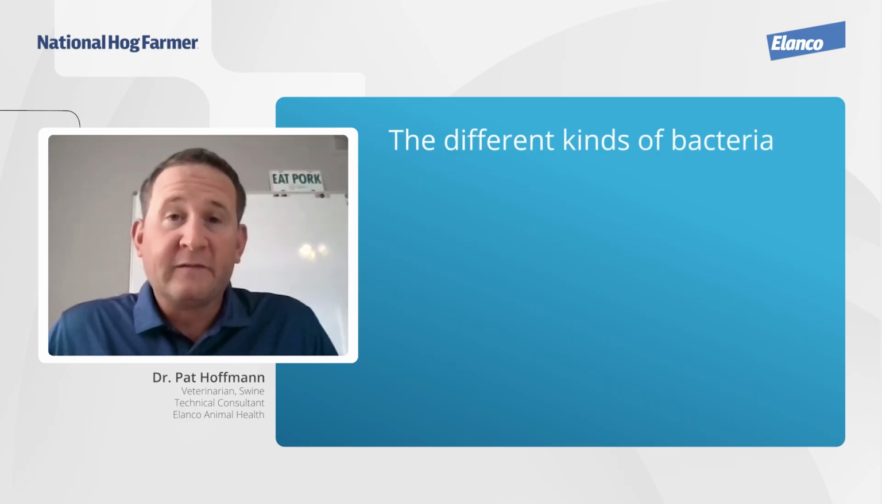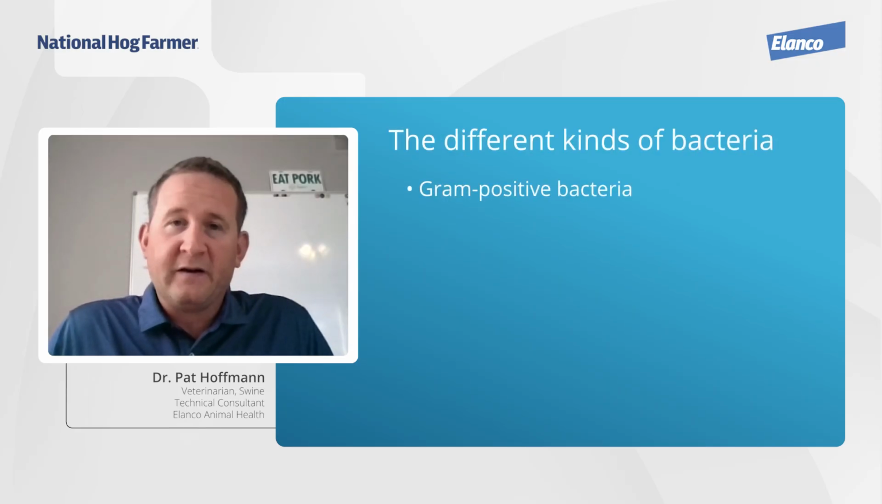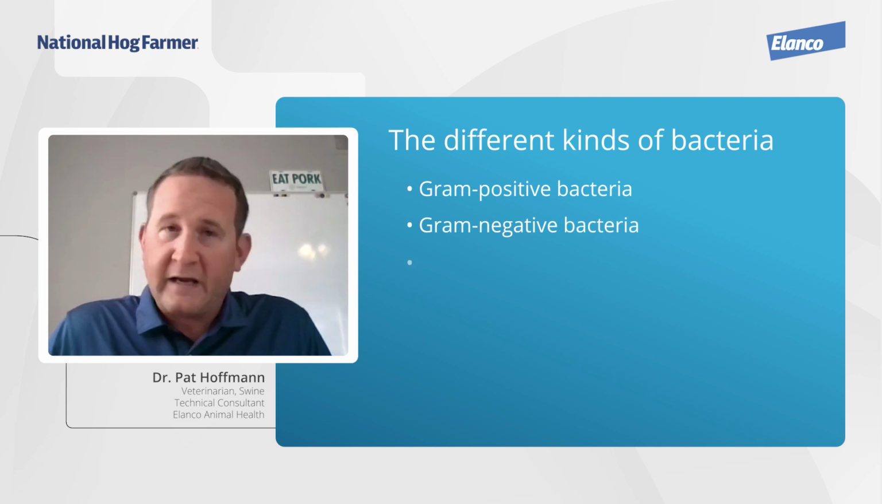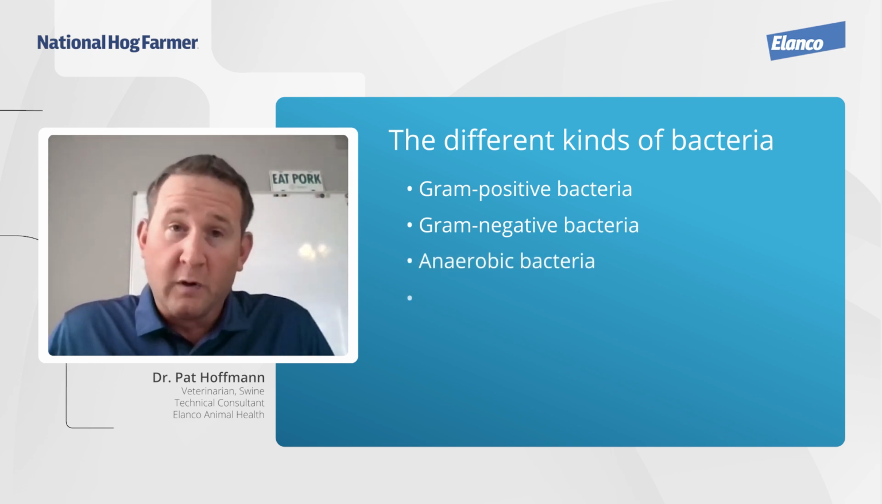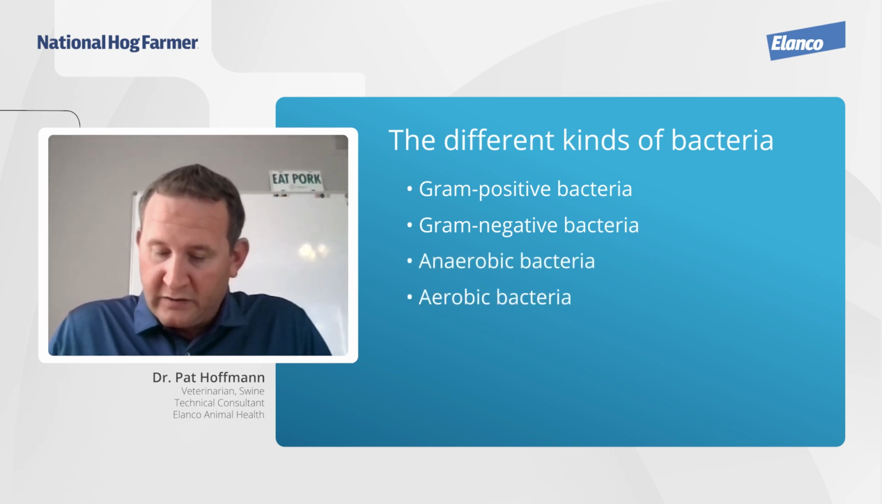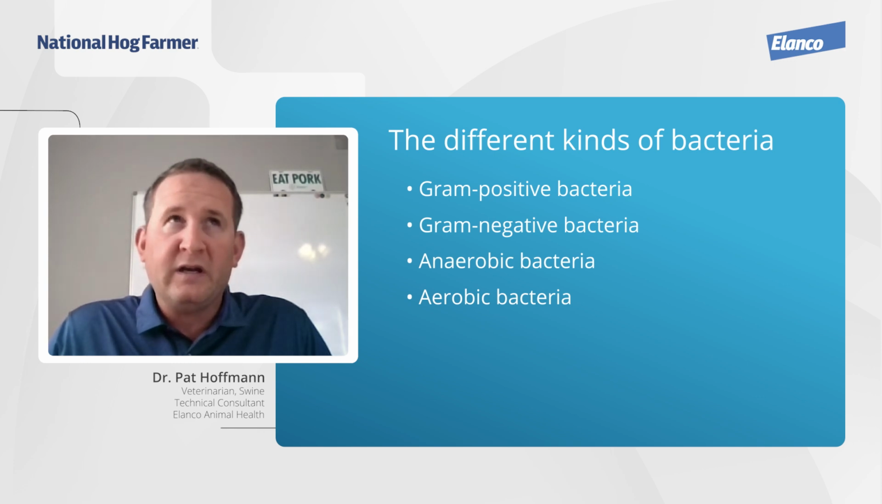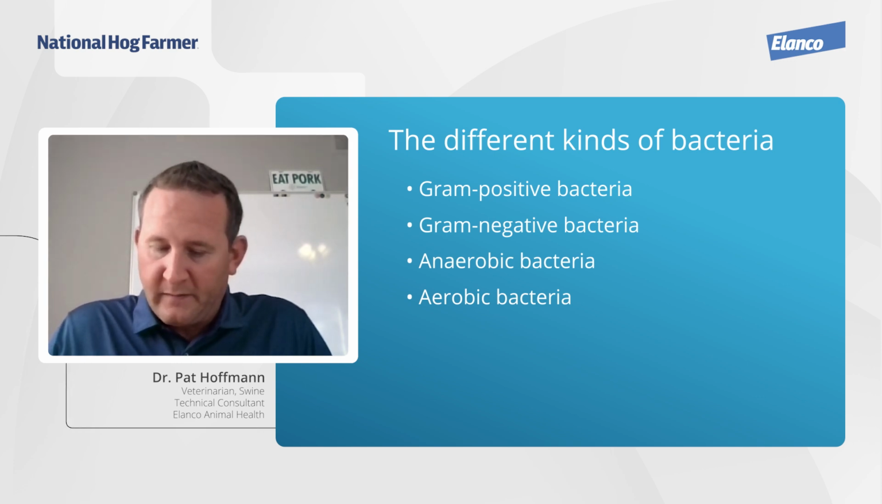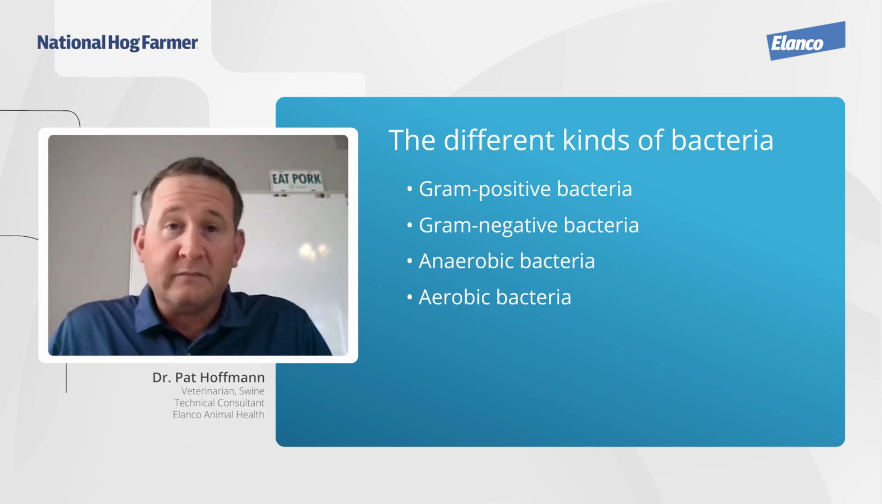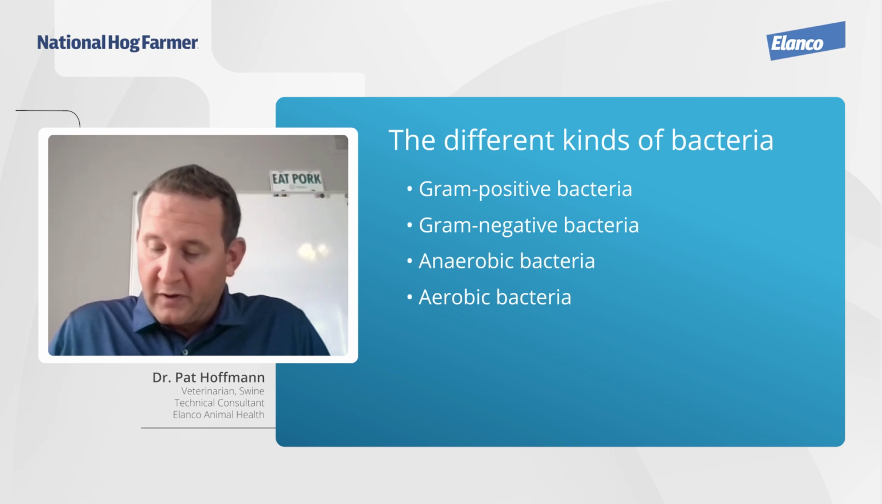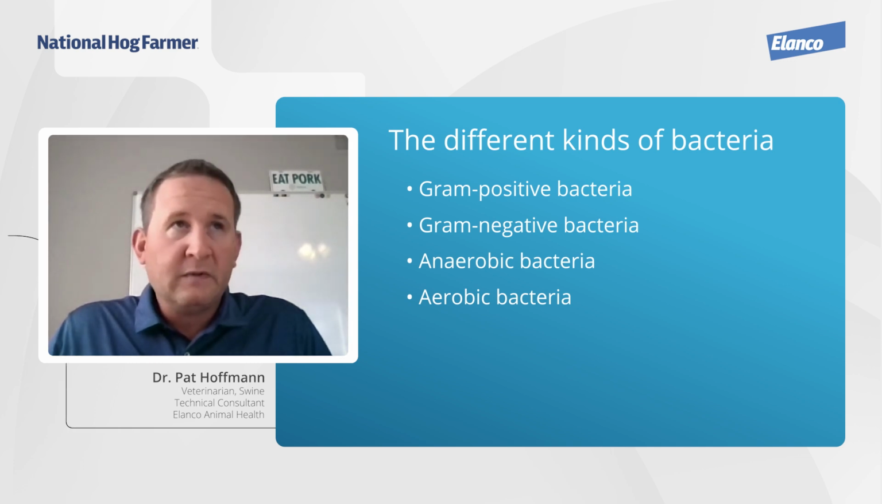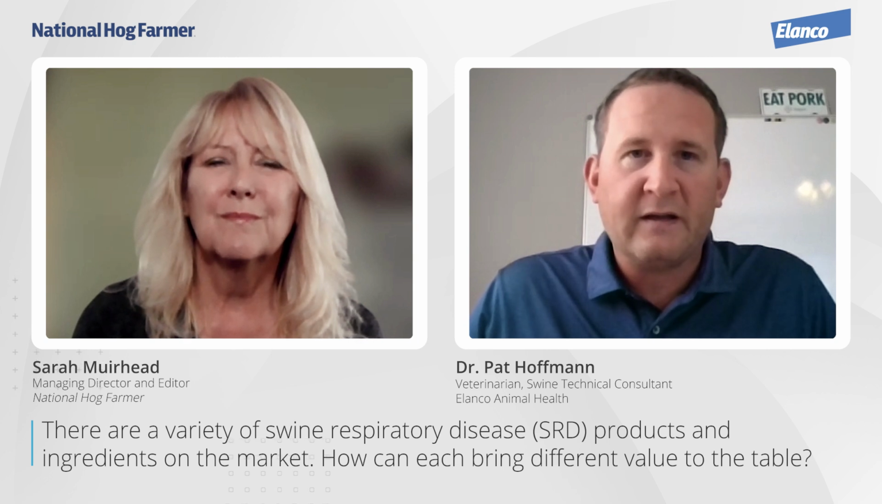It all starts with the fact that there are different kinds of bacteria. There's gram-positive bacteria, gram-negative bacteria, anaerobic bacteria, and aerobic bacteria. Each of those bacteria needs a different kind of weaponry to neutralize them. They're also located in different parts of the body. They're certainly located in the lungs, of course, but also in the brain, in the joints, in the peritoneum, and clearly in the intestines too.